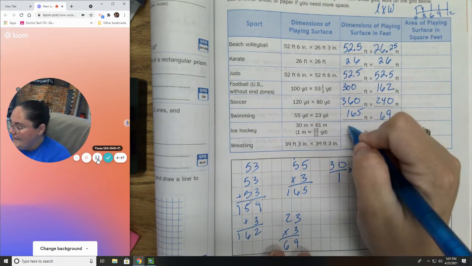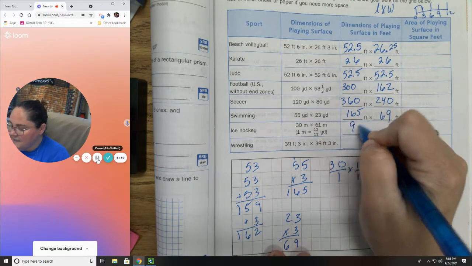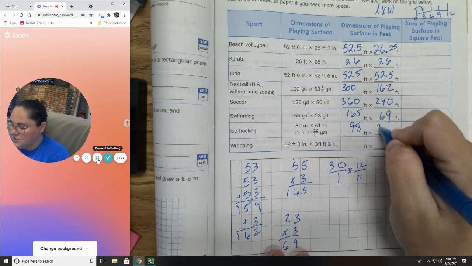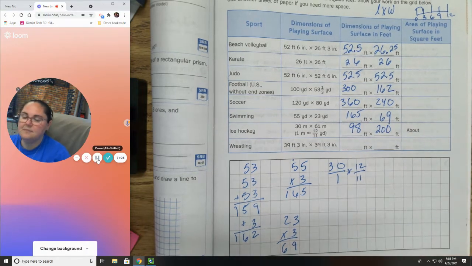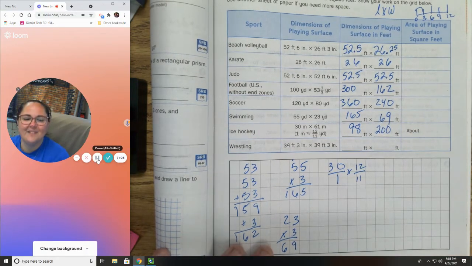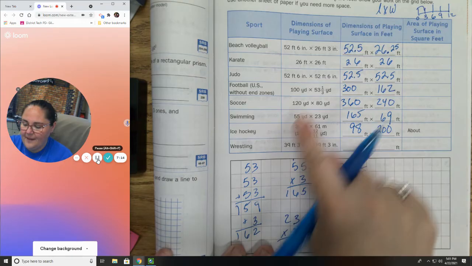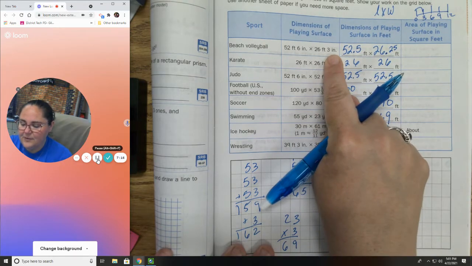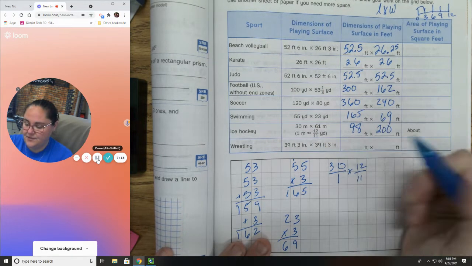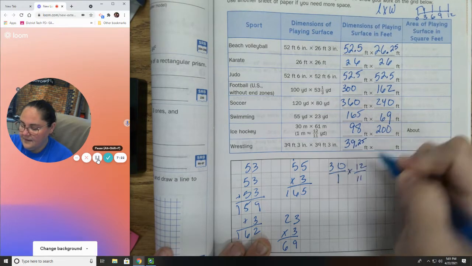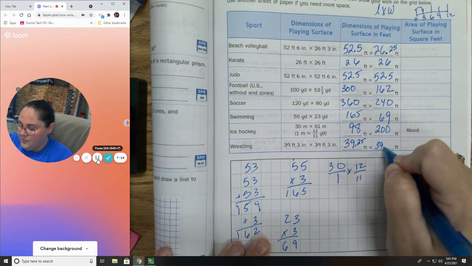30 meters is about 98 feet. 61 meters is about 200 feet. About. Okay. And wrestling, 39.3 inches. Well, we already kind of figured that out earlier. 3 inches is the same as a quarter of a foot. So 39.25 by 39.25.